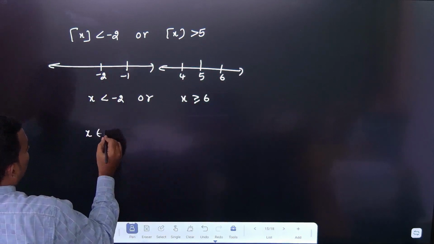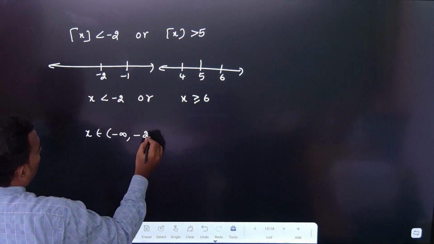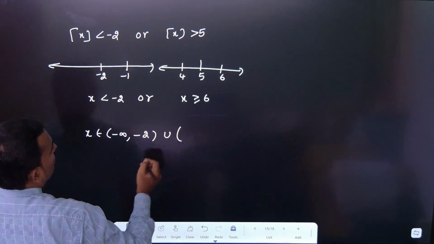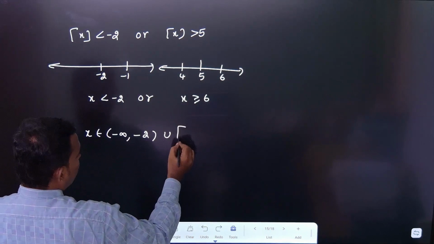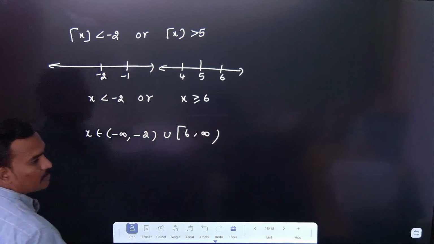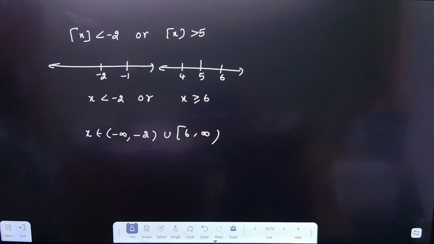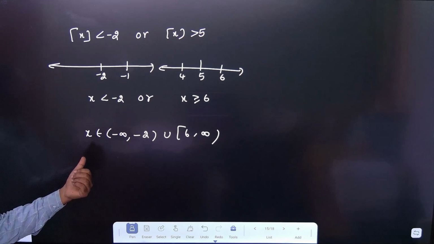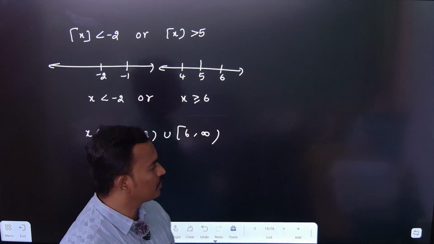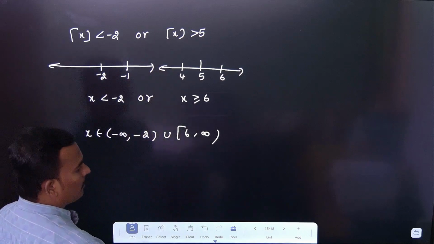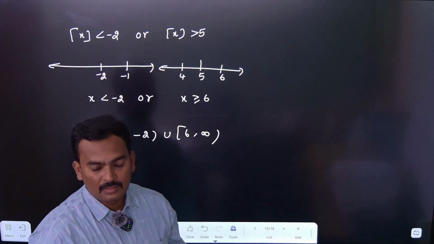Therefore, x belongs to minus infinity to minus 2 open interval, union 6 to infinity. This is your domain. Clear? Minus infinity to minus 2 union 6 to infinity is your complete domain of this function. Okay, I hope everyone understands.